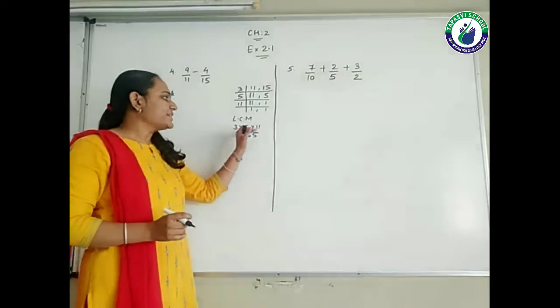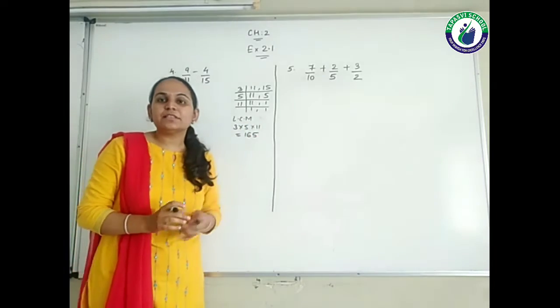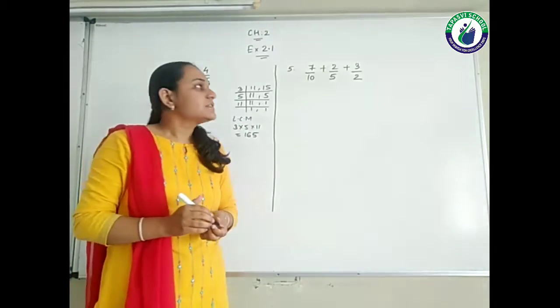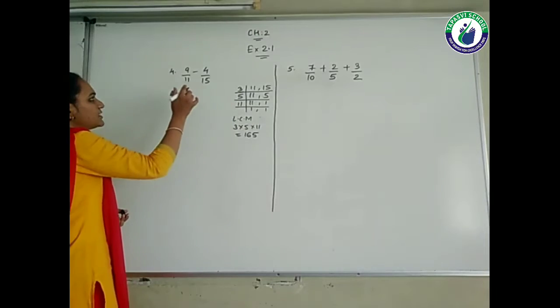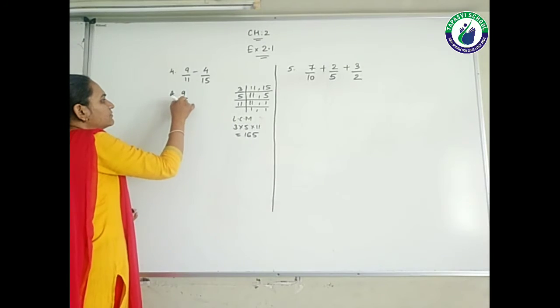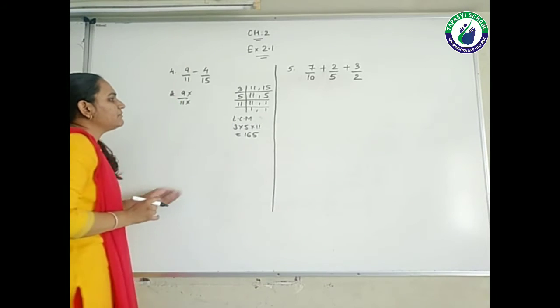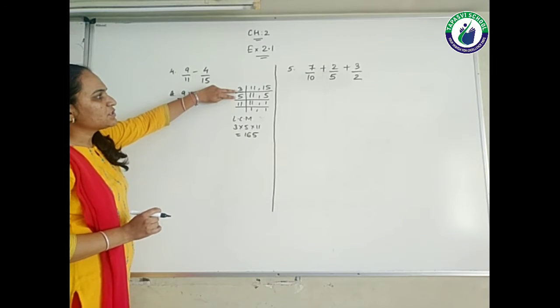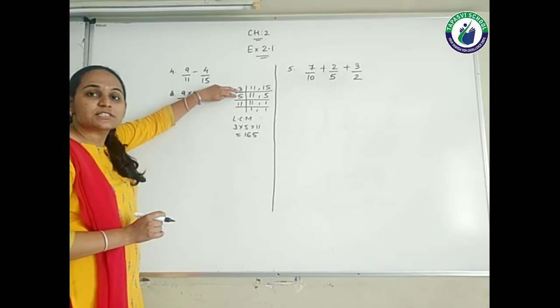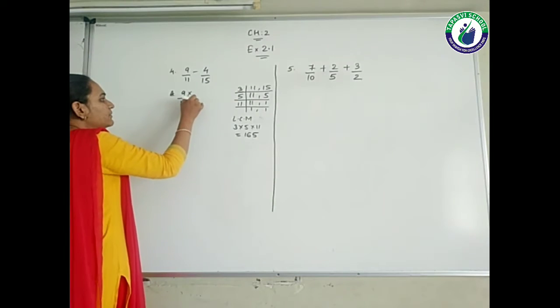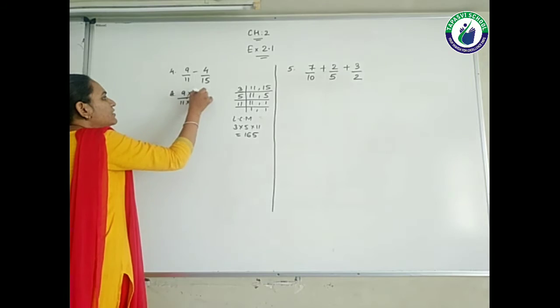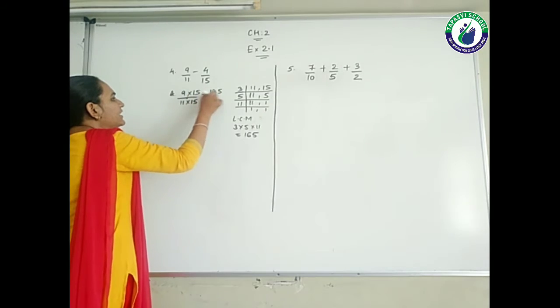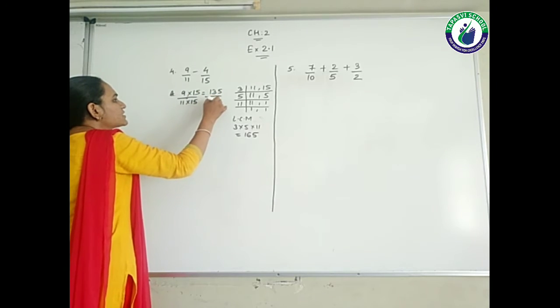So 3 5s are 15 and 15 into 11, that is 165. So let's work out the solution of it, students. Which number do you multiply with the 11 to get 165? See, 11 is there. So which number do you multiply with the 11 to get 165? That is 15. 3 5s are 15. 15 9s are 135 and 11 into 15, that is 165.